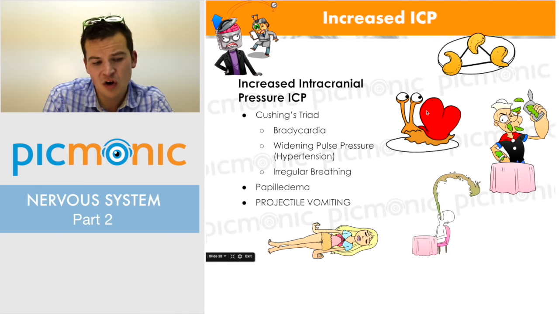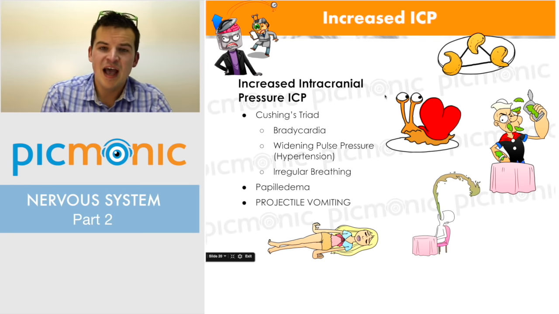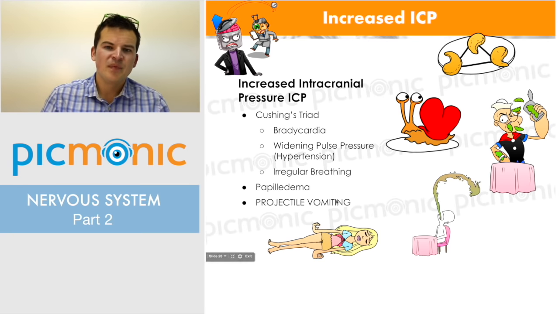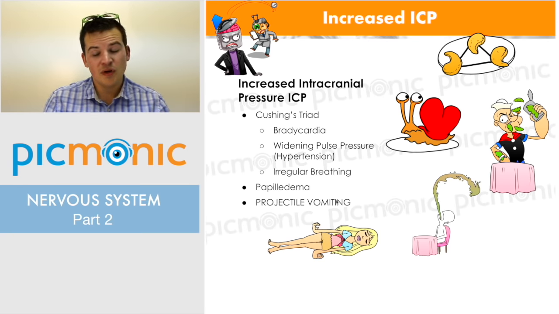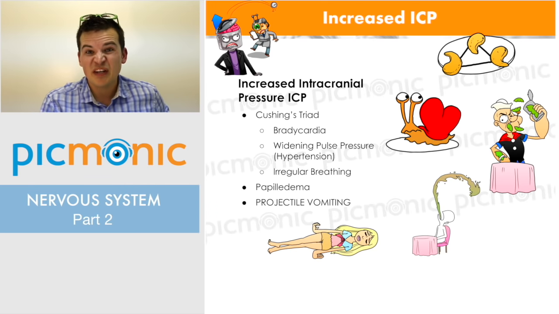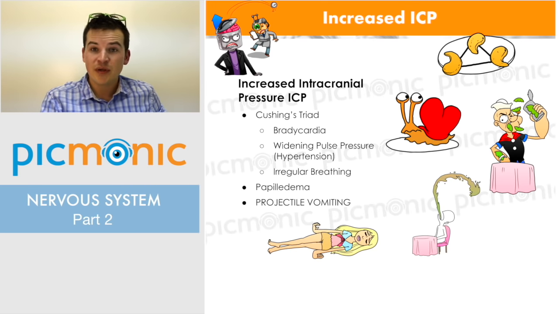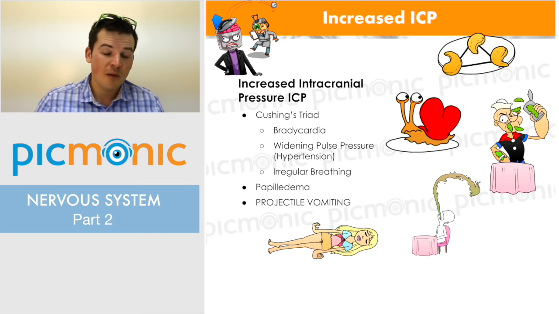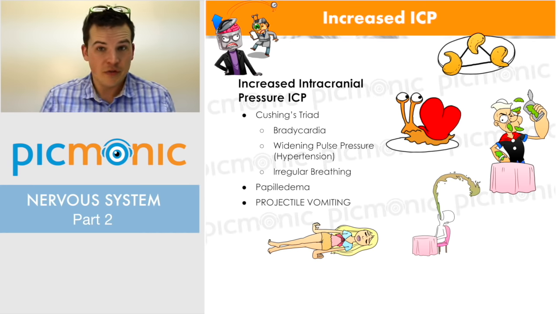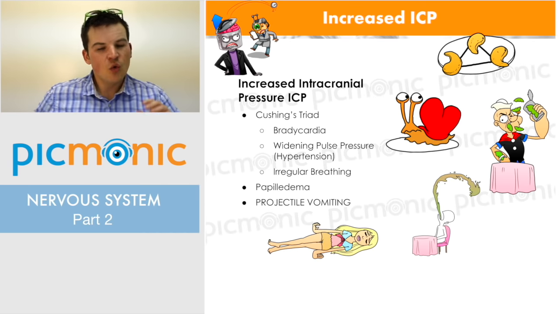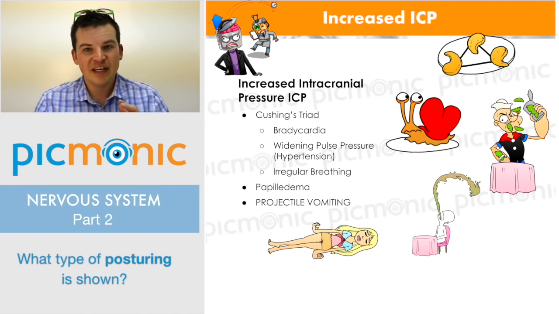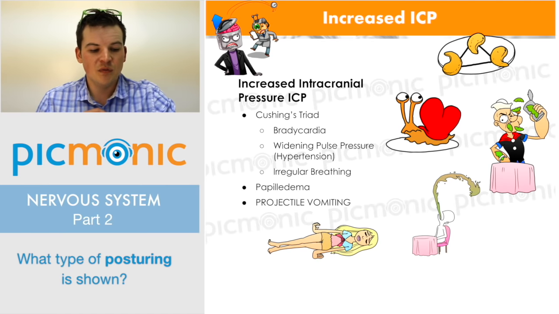So here we can see all of our Picmonic characters to help you remember this. And the other thing I want to mention here is posturing. Posturing is an important concept, but it's another sign of a spinal injury or a neural injury or increased intracranial pressure as well. And what are the two types of posturing? So what type of posturing do we have displayed right here in this little image at the bottom? What type of posturing is there?